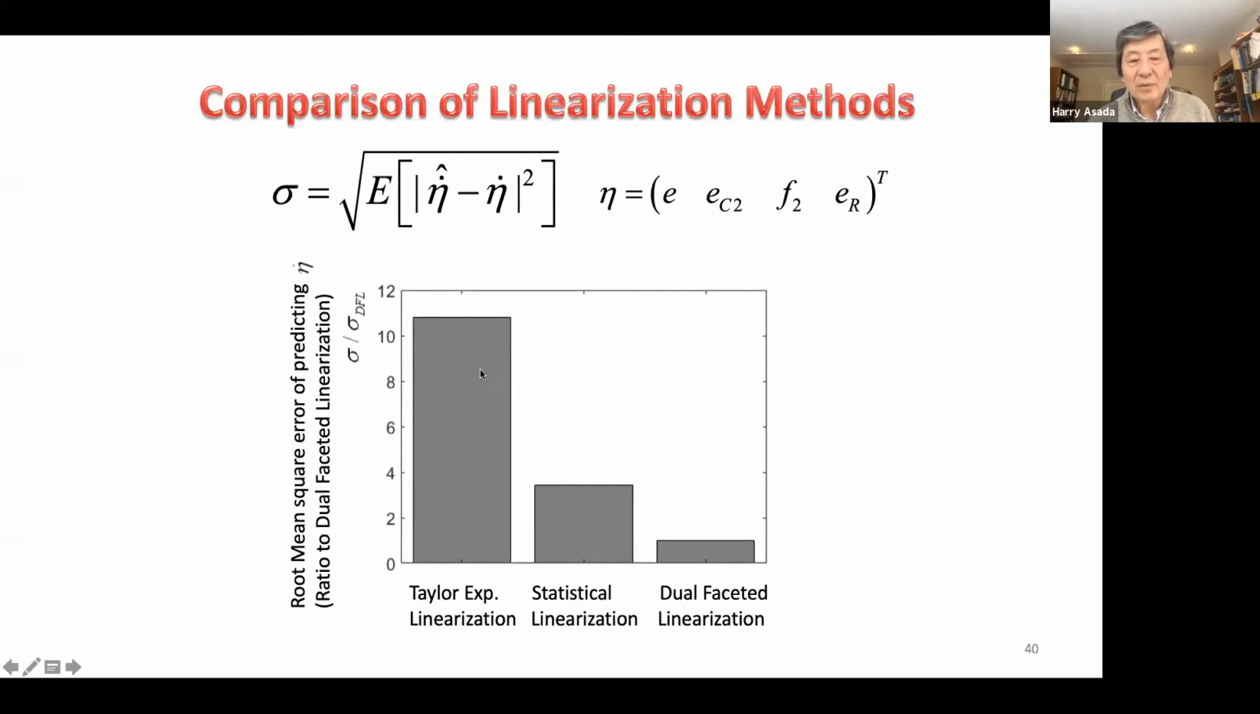So we use the root mean square error of the actual prediction of eta dot as the metric, and we compared 3 methods. This is the dual facet linearization, normalized to 1. The naive theta expansion has an error 11 times bigger than the dual facet linearization. And the statistical linearization, a classical but better method, is still almost 3.5 times worse than the dual facet linearization.